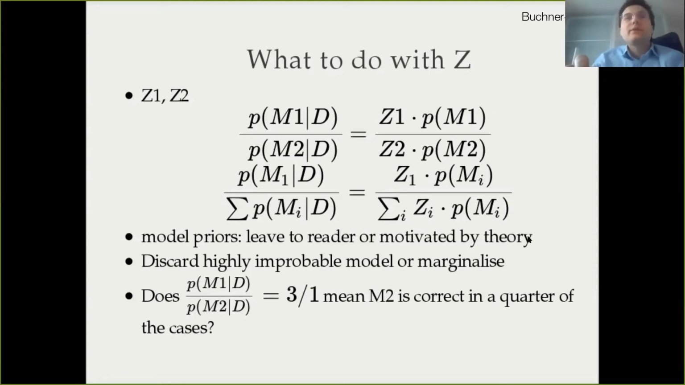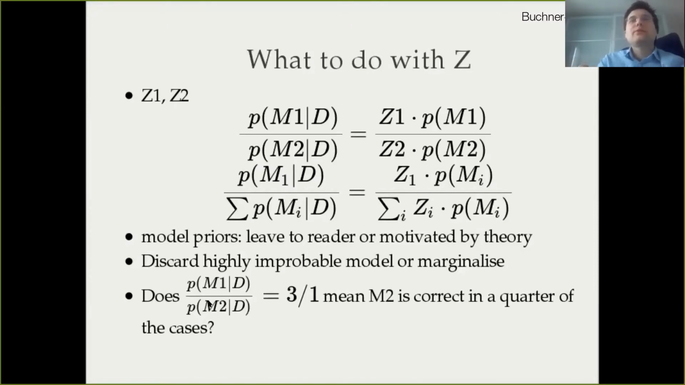The other thing I want to point out is, just because model 1 to model 2 has a 3-to-1 ratio of odds, does not necessarily mean that model 2 is correct in this ratio of cases, right? So this doesn't necessarily correspond to false selection probability, so how often you would wrongly choose your model. For that, I would recommend simulating data sets again.